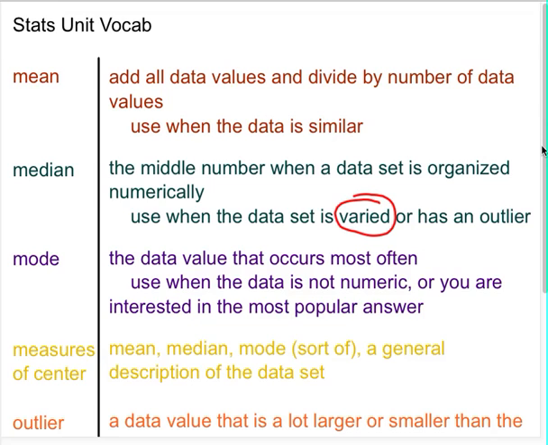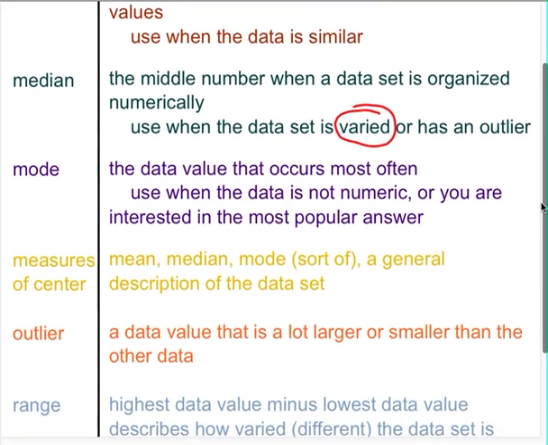And if you scroll down, you'll see we have outlier defined at the bottom here. An outlier is a data value that really doesn't fit with the data set. It's a lot larger or a lot smaller, and there was probably something going on when we were collecting data that got us this outlier. So we'd use the median to talk about the data set if it has an outlier.